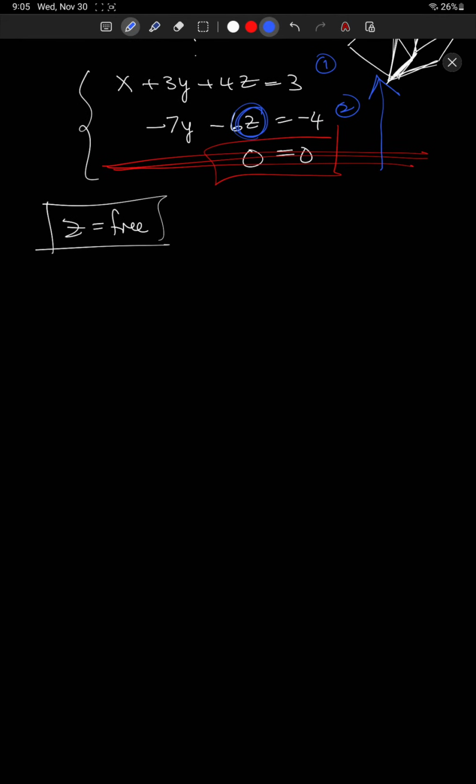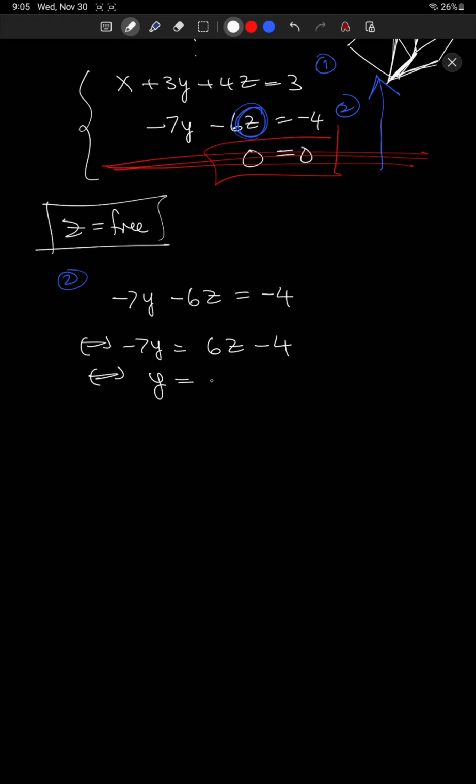So equation 2 tells me minus 7y minus 6z equals minus 4, right? z is free, so I need to write y in terms of z. So this tells me minus 7y is equal to 6z minus 4. Dividing by minus 7, I get y is equal to minus 6 over 7 z plus 4 over 7. Okay. All right, so that's my answer for y, right? Remember, it has to be in terms of z.